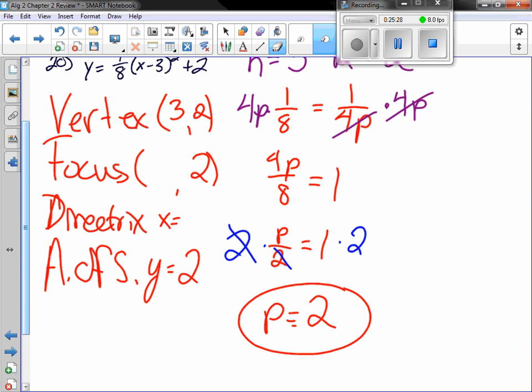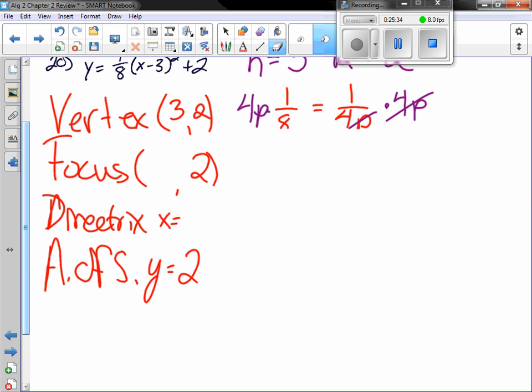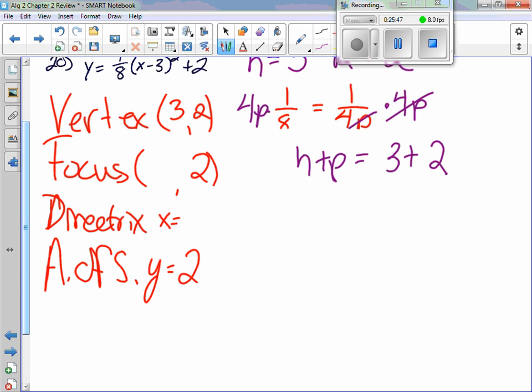Now the focus and directrix, am I good to erase this here? Okay. The focus is h plus p. Well, we found the value of h was 3, and the value of p was 2. So 3 plus 2 gives us 5, and that's our focus. Now the directrix is h minus p, so that'd be 3 minus 2.